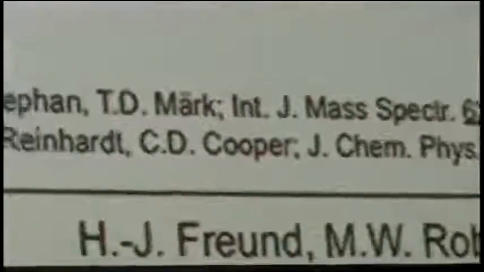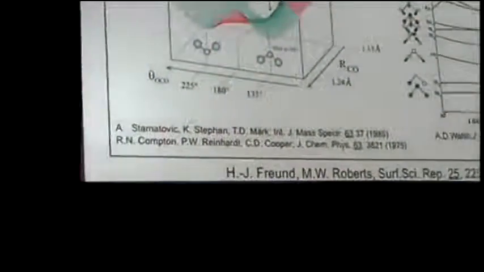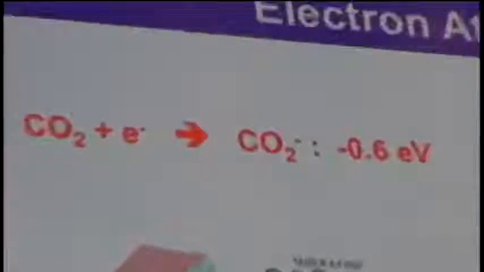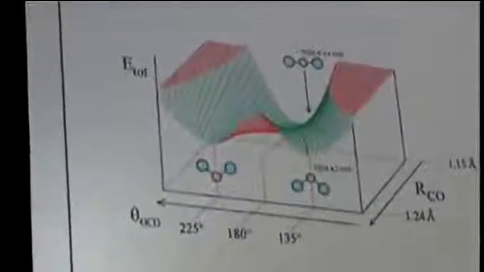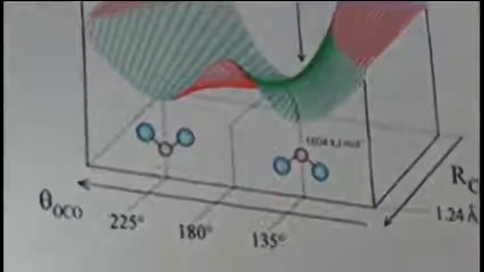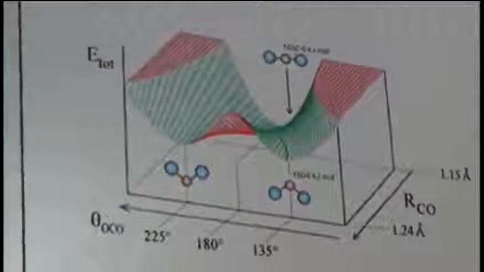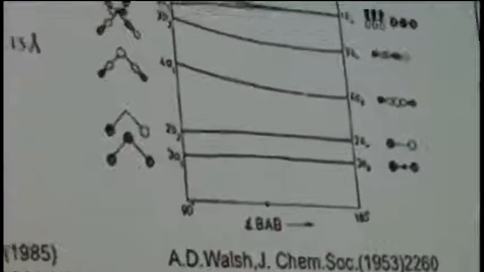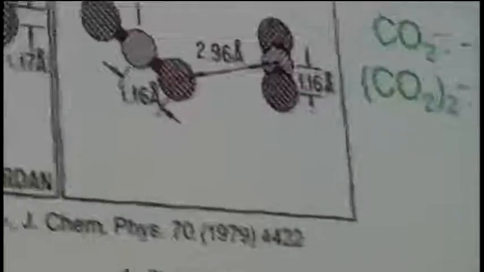Just to remind you, CO2 is a linear molecule. As you transfer an electron, you have to go over a barrier because you have to bend the molecule. And it becomes an unstable CO2 minus, which has an electron, which has an energy which is about 0.6 eV higher than that of CO2. And it has to go over a relatively small barrier to do that. People in the gas phases have looked at that, and Walsh has explained that in the 50s, what happens with the molecular orbitals in the CO2.